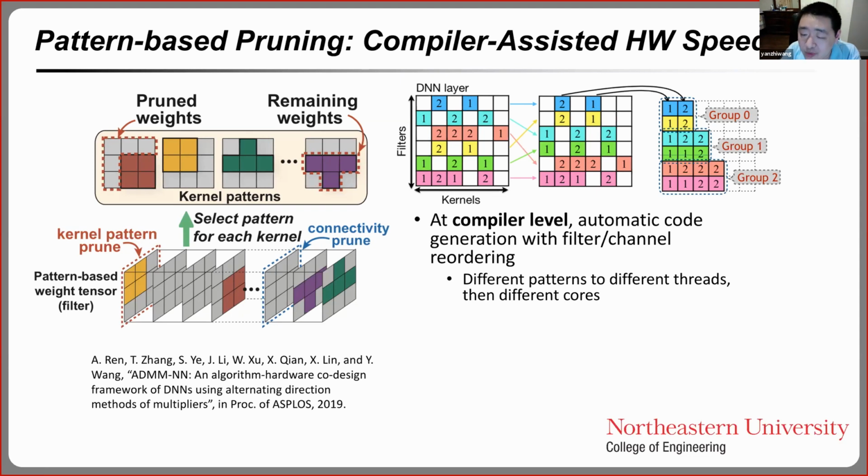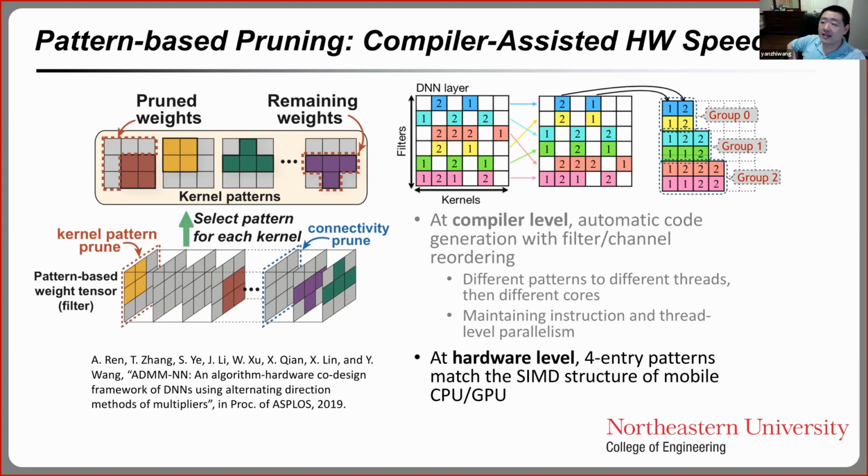When they are grouped together, we are going to assign different patterns to different threads and different patterns to different cores. Each core can work simultaneously on 1 type of pattern. In this way, it can maintain the instruction and thread level parallelism, the maximum parallelism, on a mobile CPU or GPU.